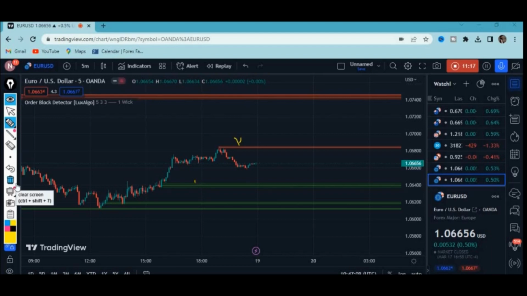Okay, so guys, I hope you've learned something from this video. I was trying all I can to make you understand the importance of order blocks as well, and showing you how good this order block indicator can be, and also showing you how you can really use it correctly.